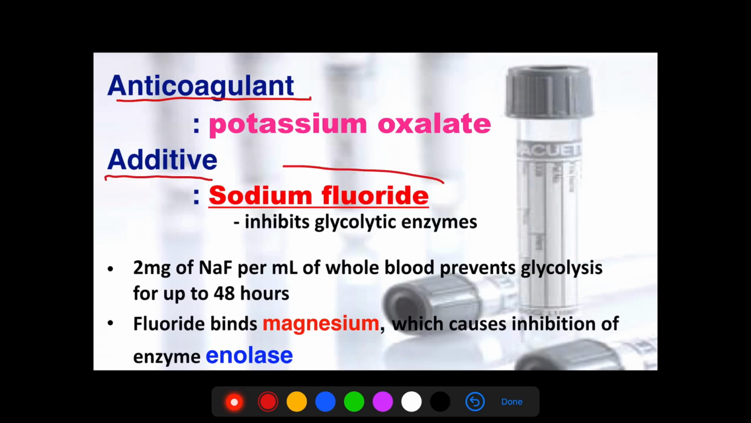So actually, this is the one that prevents glycolysis from happening. And 2 milligrams of sodium fluoride per ml of whole blood prevents glycolysis for up to 48 hours. So what is the action of this sodium fluoride?